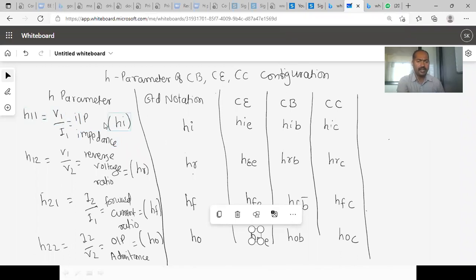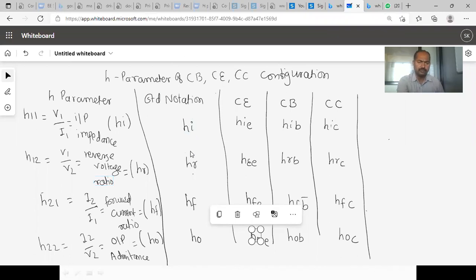So HI indicates input impedance. H12 indicates reverse voltage. H is common, so reverse, that's why we take R here. So it is HR. H21 is the forward current. H is common, forward, F is taken here. So it is HF. H22 is nothing but the output admittance. So H is common, O is taken. So these are the notations with respect to whether it is an input impedance, reverse voltage ratio, forward current ratio or output admittance.